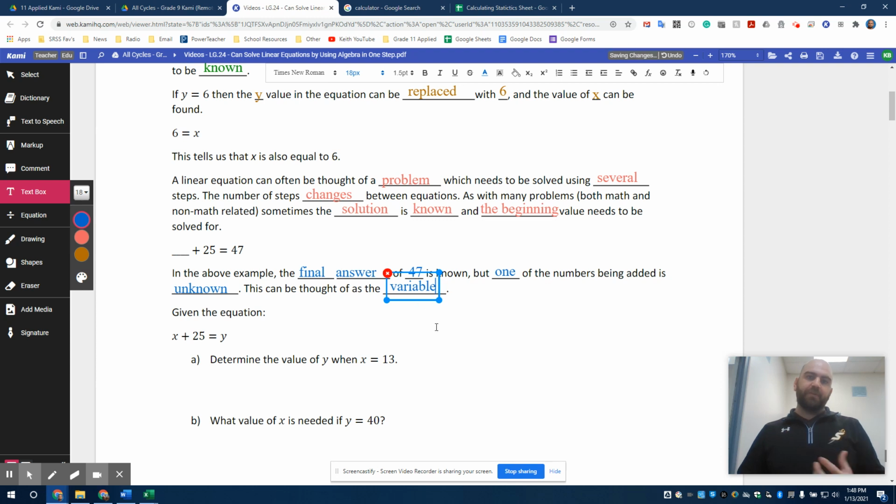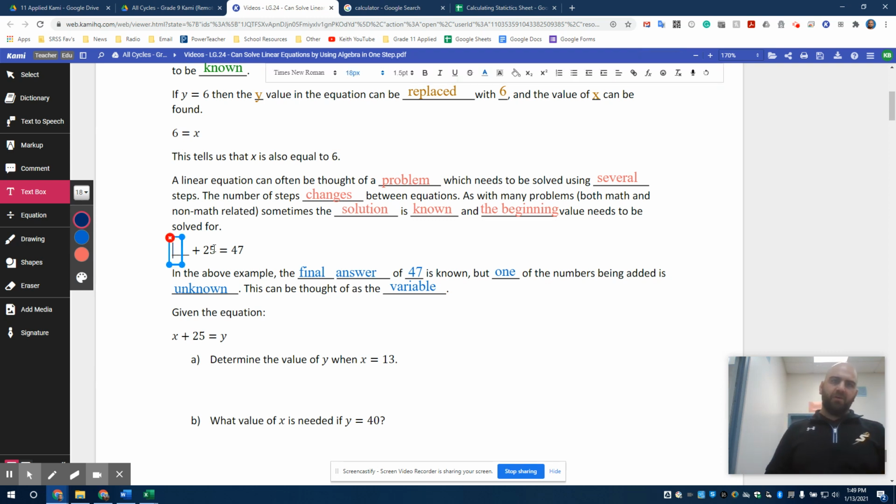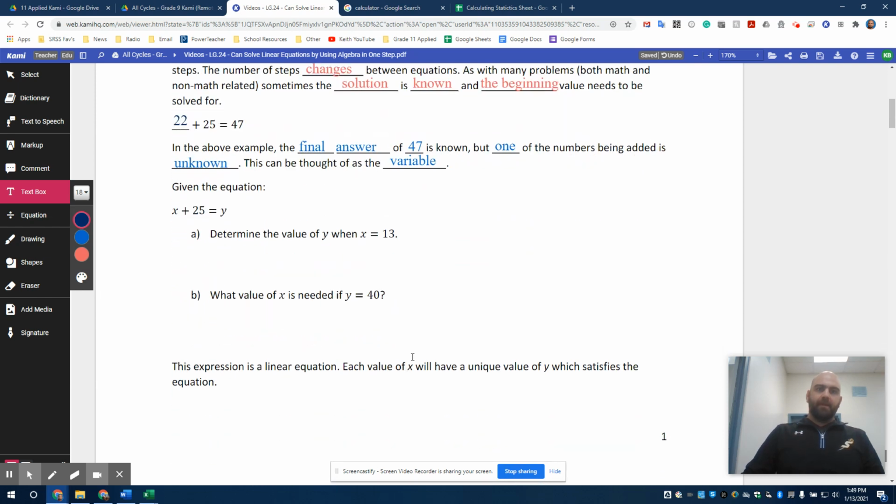Now, normally I say we have two variables. One of the variables is always going to be given. So this would be our equation here, x plus 25 equals y. So y is already given. We're already told that y is 47. Now we want to figure out what x is. Based on some prior knowledge, you can probably understand that this is 22. 22 plus 25 equals 47. That's just using our background knowledge here.